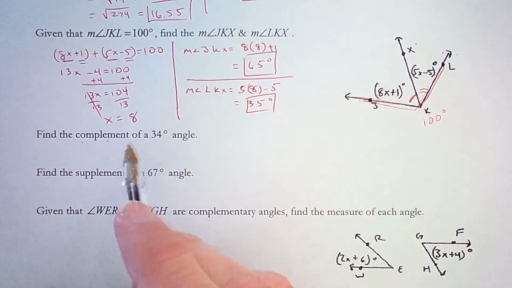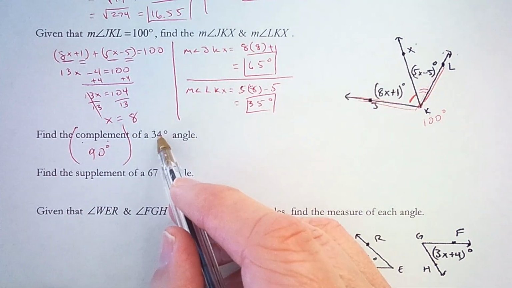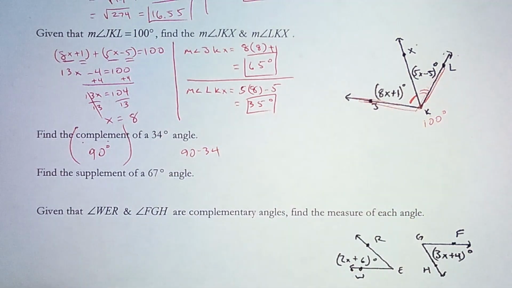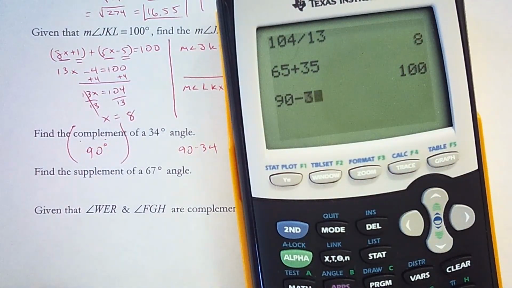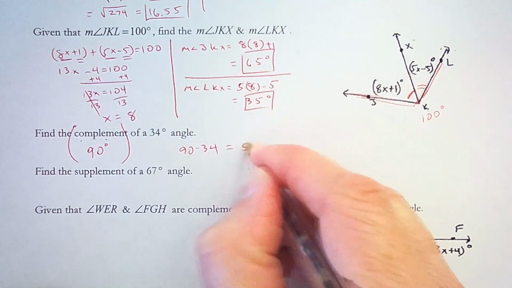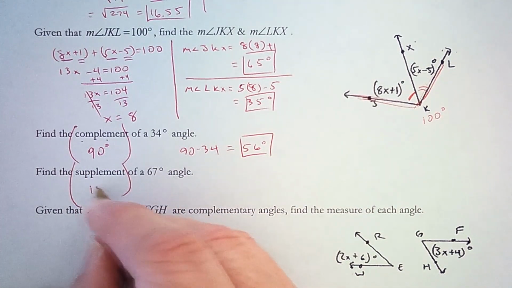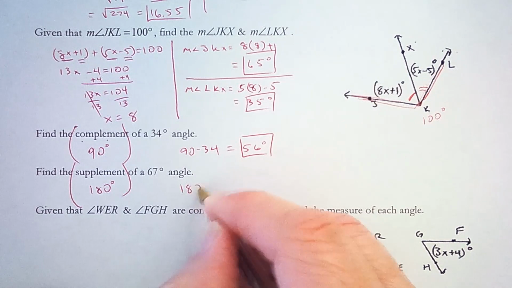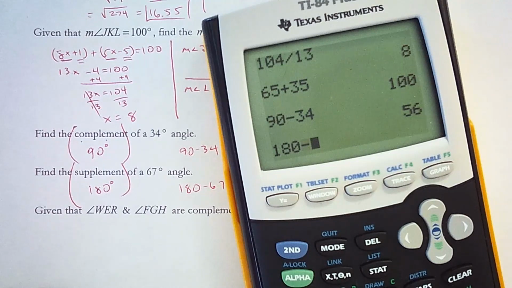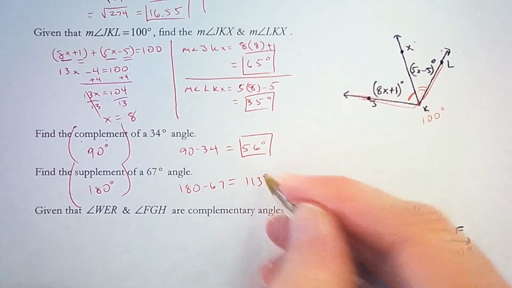Complementary angles always add up to 90, so I'm going to make a note here. Complementary means 90 degrees. So if one angle is 34, its complement is 90 minus 34. 90 minus 34 is 56. So the complement of a 34-degree angle is 56 degrees. Supplements always add up to 180 degrees. So this will be 180 minus 67. 180 minus 67 is 113. 113 degrees.